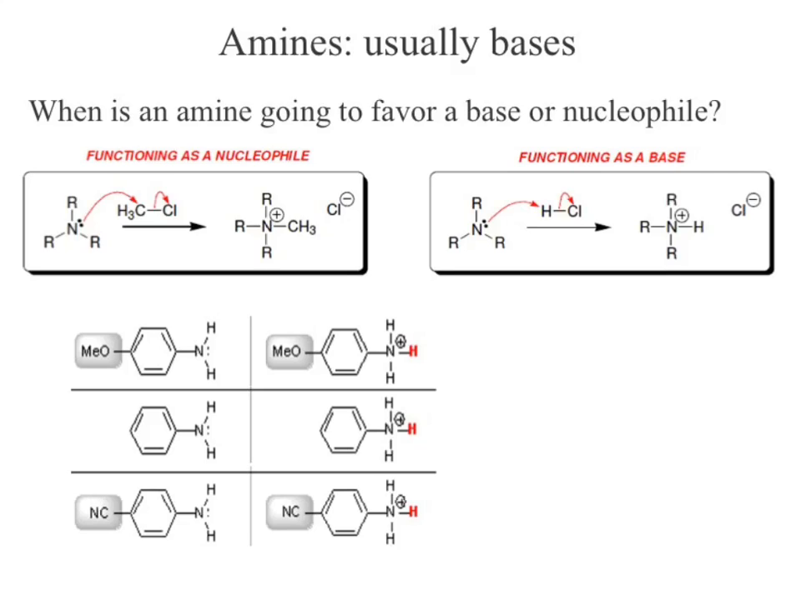You just look at the structure and say, okay, what's the most basic thing? Well, first off, what does that most basic thing need to have? Electrons. What's going to make it more basic? More electrons. So do whatever you've got to do to put more electrons onto the nitrogen. The more electrons it's got, the more basic it is. So if we take a look at these three examples, which of those is going to be the most basic?